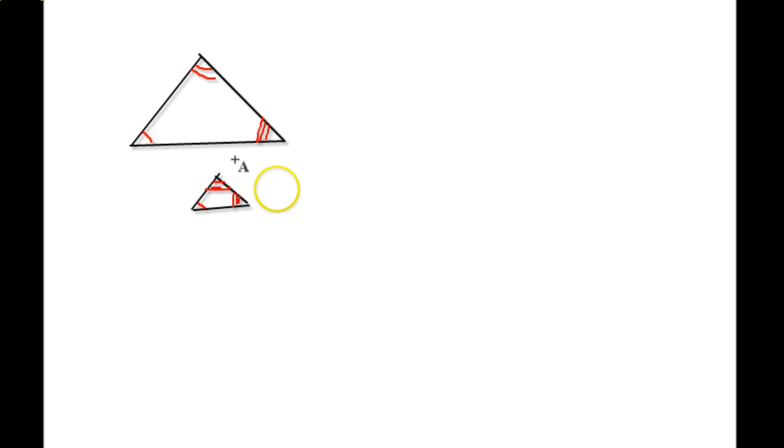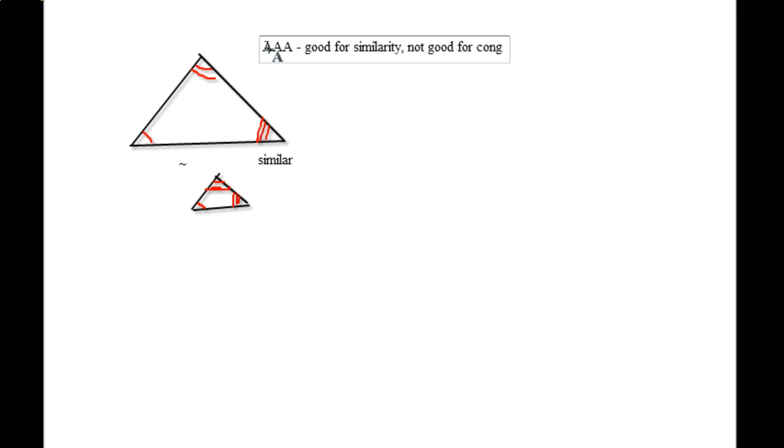They're not going to be congruent. This is going to be something else. This is going to be called similar, and they actually use this little symbol, this little button up here that you guys never use. And they're actually proportional, but we'll talk about that at the beginning of next semester. So AAA is good for similarity, not good for congruency. So that's pretty simple right there.